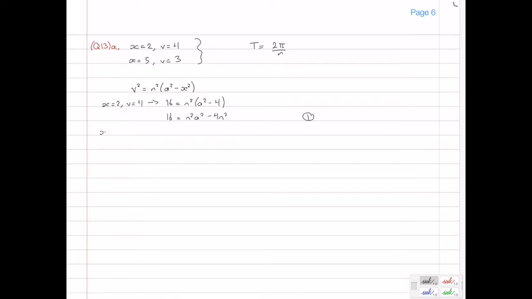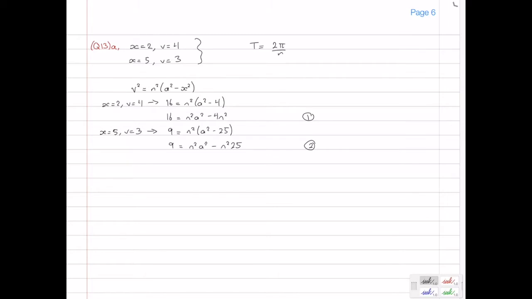And the other one, x equals 5, v equals 3. Substitute that in, what do we get? 3 squared, which is 9, equals n squared into a squared minus x squared, which is 25. Again, I'm going to expand out. I get n squared a squared minus 25 times n squared. That's equation 2. Now, like we said, we want to work out what the variable n is equal to. And I can see that I have an n squared a squared in the first equation and an n squared a squared in the second equation.